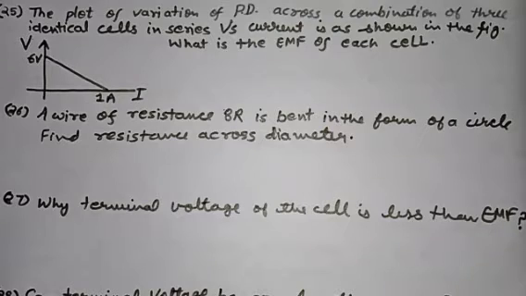Hello, class 12th physics, current electricity, important question continuing from previous video. Plot of variation of potential difference across a combination of three identical cells in series versus current is as shown in the figure. What is the EMF of each cell?